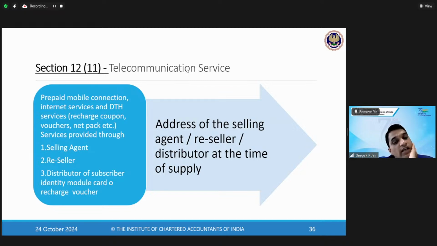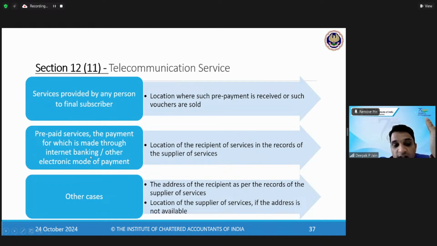Bhavna's question is, in case of prepaid services where payment is made by electronic modes, where is the place of supply? In case it is through internet banking or electronic modes, then it is the location of the recipient of service in the records of the supplier of service. It doesn't say the location of the supplier. It is the location of the recipient of service.